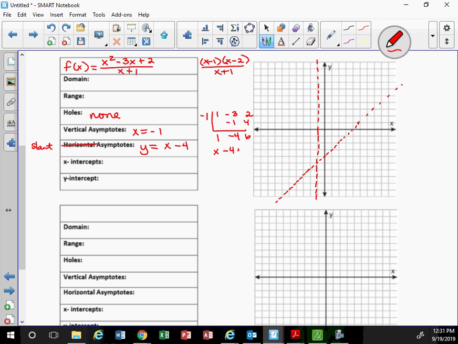Okay. All right, x-intercept or intercepts. How many do I have this time? 2 of them. Where are they? 1, 0, and 2, 0. How did I find those?